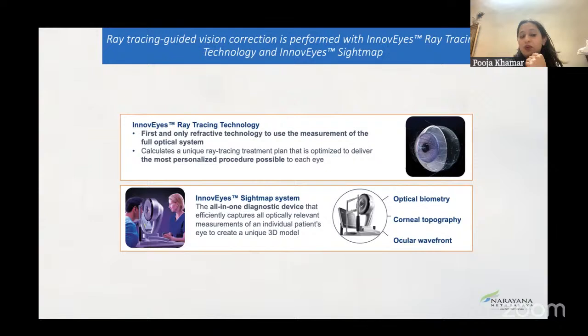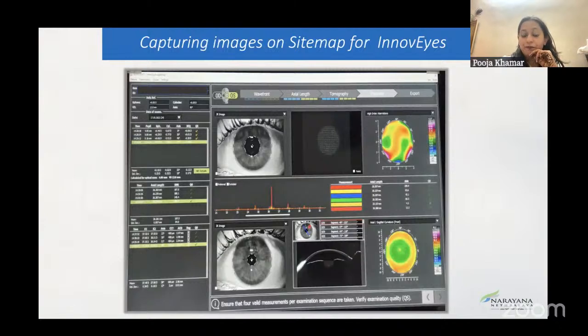So basically, it's a more personalized approach, and it not only takes the whole eye aberrations into consideration, but it also takes your optical biometry, corneal topography, the corneal wavefront, and the ocular wavefront aberrations into account, and then it gives you a treatment. So it's quite interesting what's coming up. Very few installations in India, but it's soon going to be FDA approved.